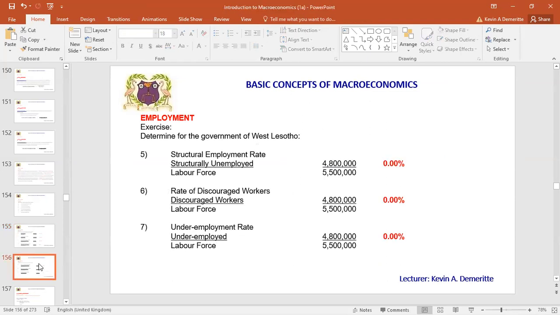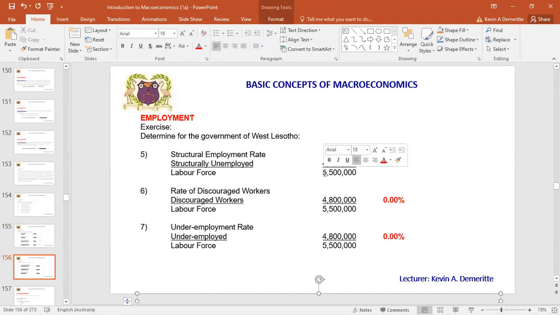So what else are we going to ask for? Structural unemployment rate. So let me fix the 4,800,000. All right, I do my part. In fact, while I'm here, let me do my part again. 4,800,000.